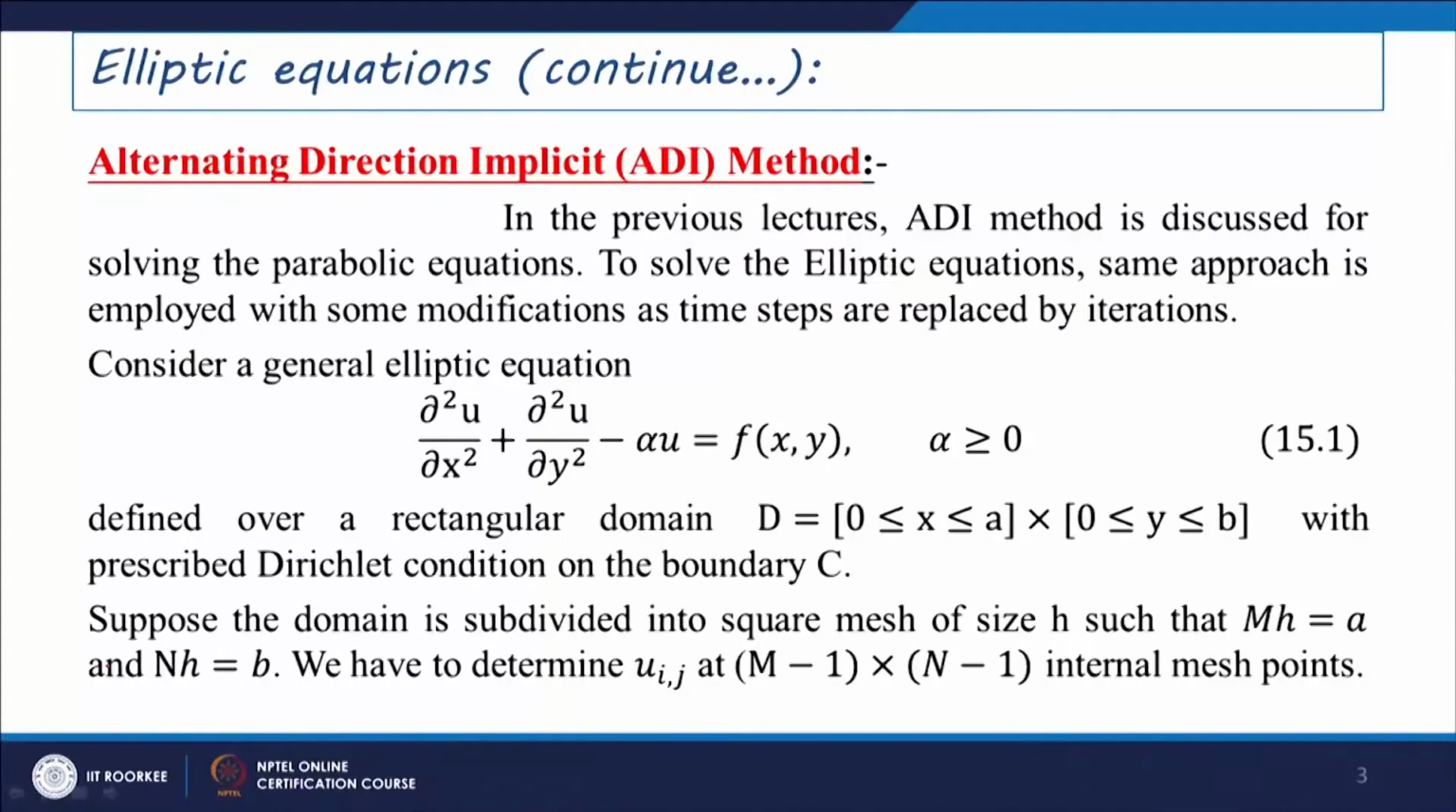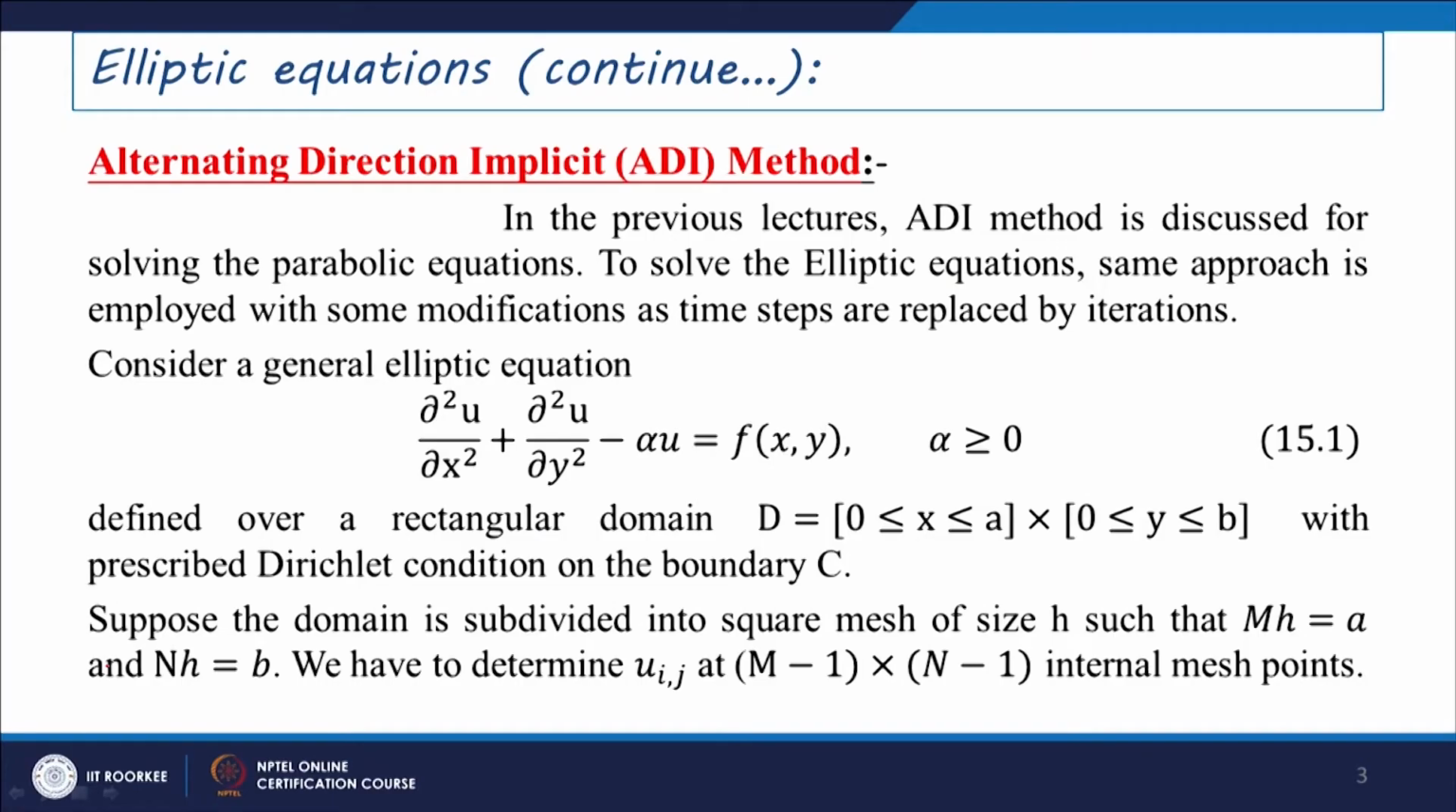There we considered the x direction movement in the n plus 1 step, and then the y direction movement in the n plus 2 step. Then further we consider x in the n plus 2 step and y in the n plus 3 step. So, likewise we combine the steps for the calculation of values or variables at different points. In this method, if we want to solve elliptic equations, the same approach can be employed with some modifications, as time steps are replaced by iterations here.